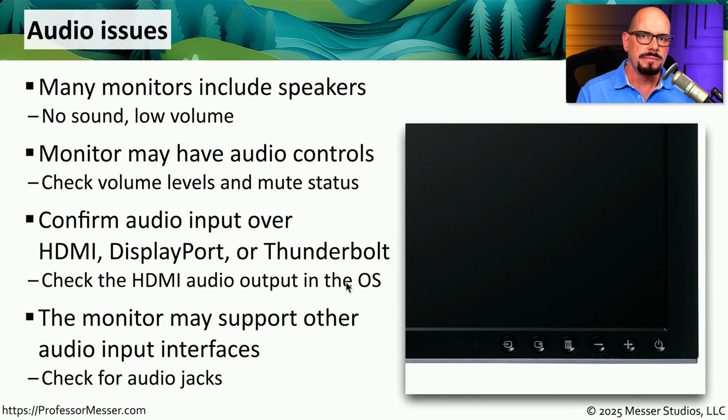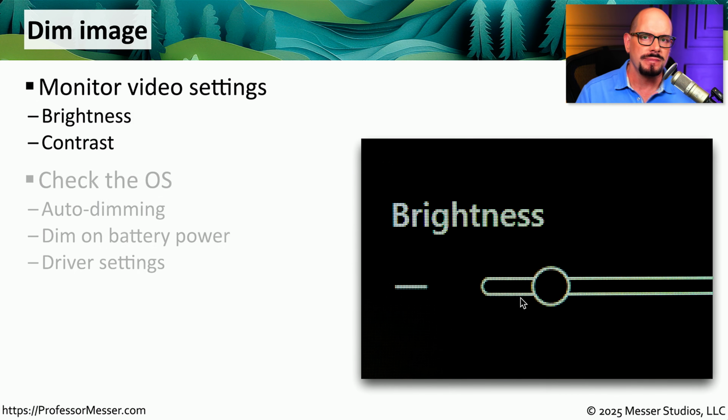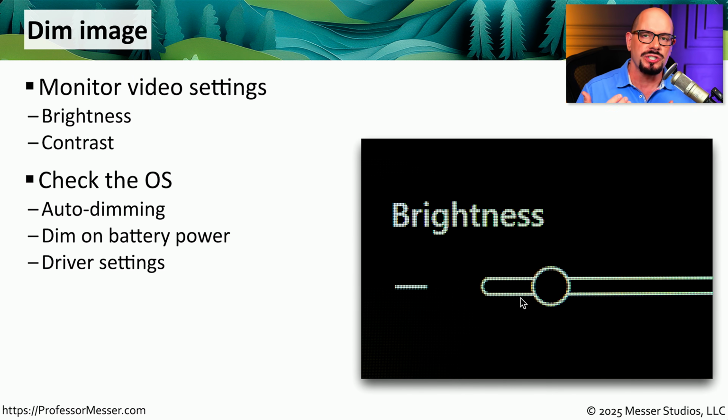If the monitor is difficult to see, it could simply be that the display settings for brightness and contrast are not set properly. Most monitors will allow you to set those brightness controls, and that should be the first thing to check if you're having a problem with a dim screen. You might also want to check your operating system. These days, many operating systems are set to modify the display output depending on the time of day or how much light is being received on that particular computer.